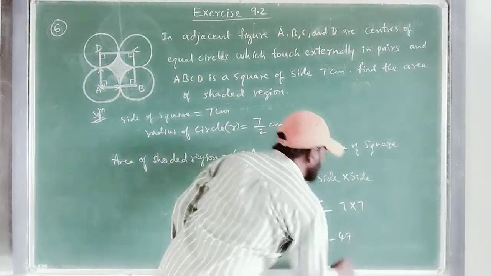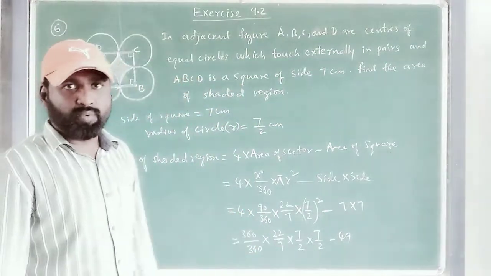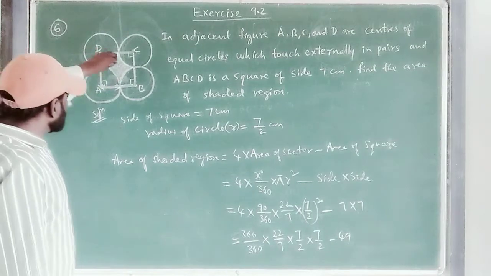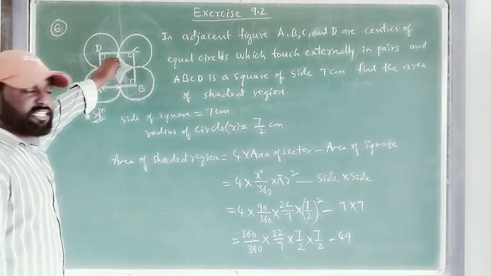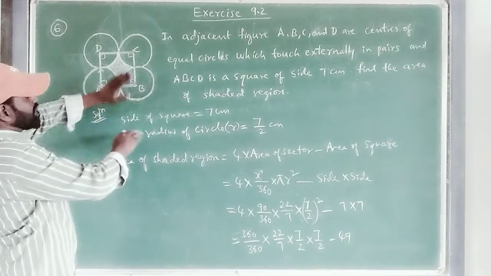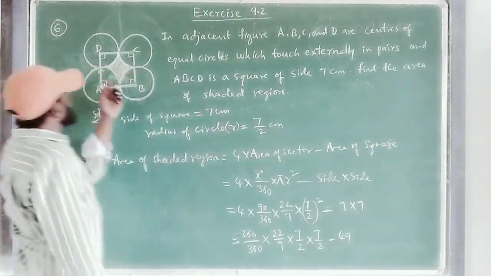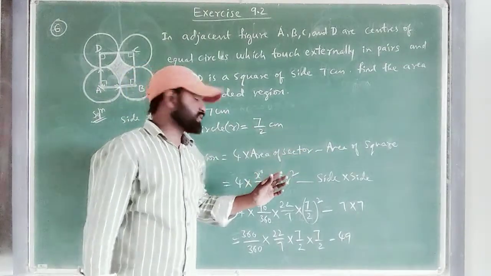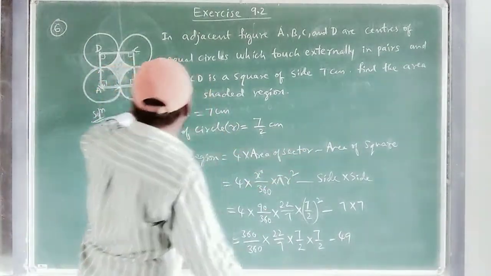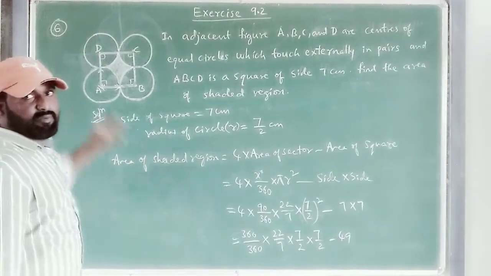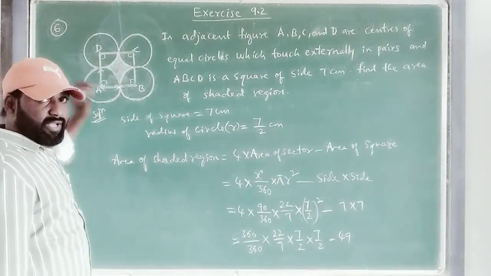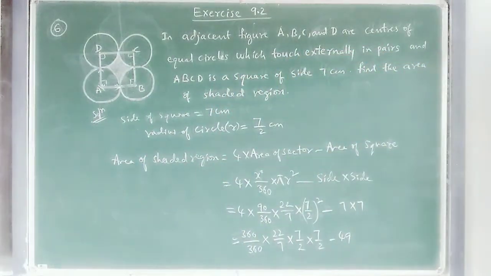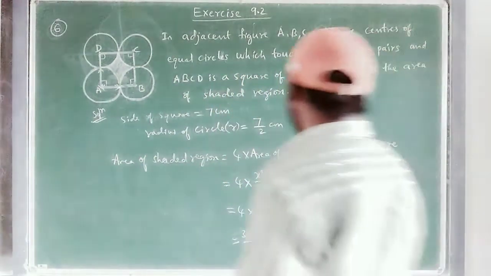Let's see here actually what we have to do. The shaded portion is inside the square. Inside the square, so we have to write it in reverse actually. Area of the square minus area of the 4 sectors. We are writing it in reverse. Actually, from the square, the sectors should be removed. So the area of the square should be written first and the area of the 4 sectors should be written after.